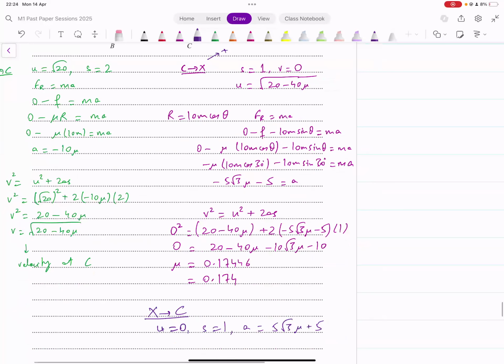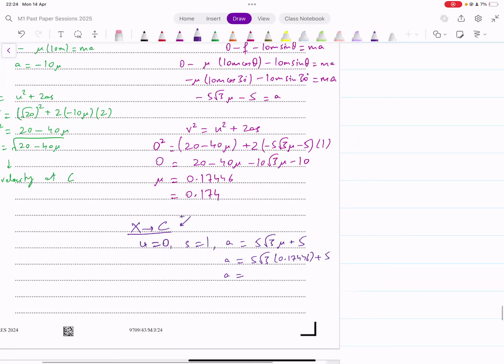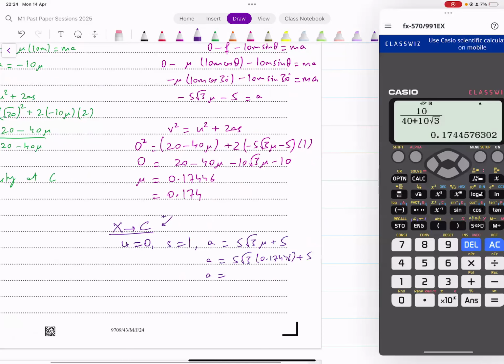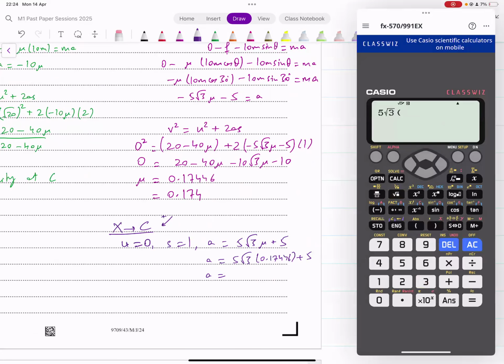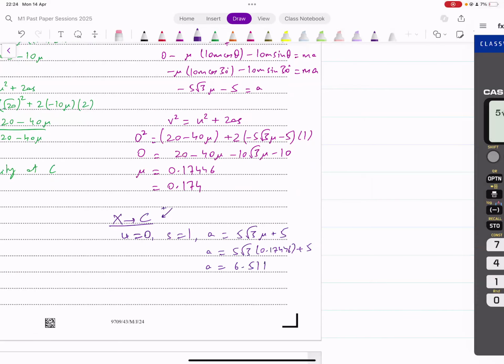Okay, now we have the value for mu. We can input that here, 5 under root 3 into 0.17446 plus 5. And that will give you the value for acceleration. You can see what that turns out to be. 5 under root 3 times 0.17446 plus 5. And that gives you 6.511. You got the acceleration as well.